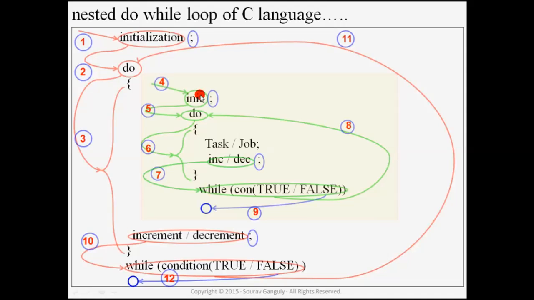Then point 1 will execute initialization. Then the cursor comes to this do section, and this task will execute. The increment and decrement section will execute. Then the cursor will come to this condition section. After that, the cursor will directly go to this do section again. When this condition becomes false, then the cursor will directly come here, the endpoint of this do while section, and this increment and decrement section will execute. After that, the cursor will check the condition of the first do while loop. If the condition is true, then the cursor will directly go to this do section. If this condition is false, then the cursor will directly go to the last point of this do while loop. Now let's check an example.